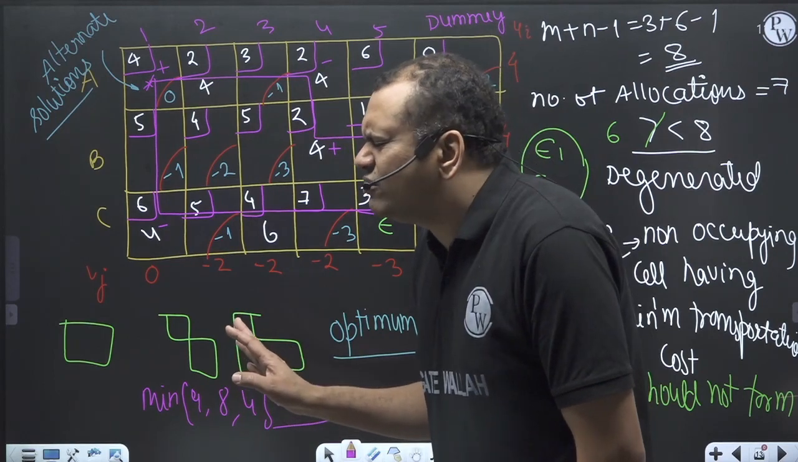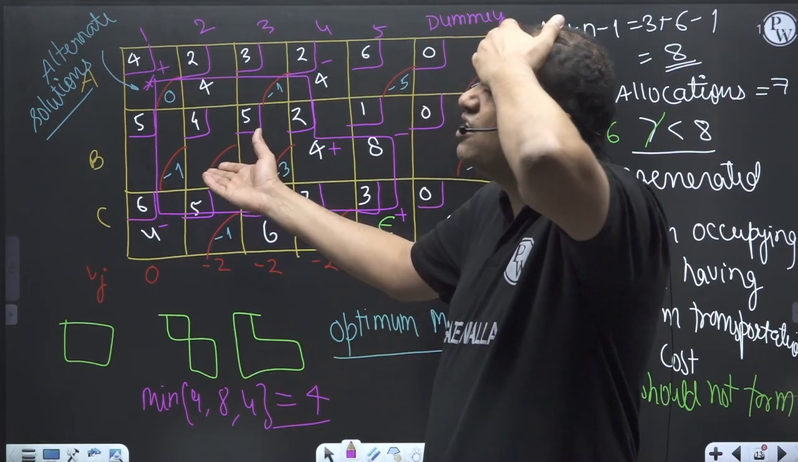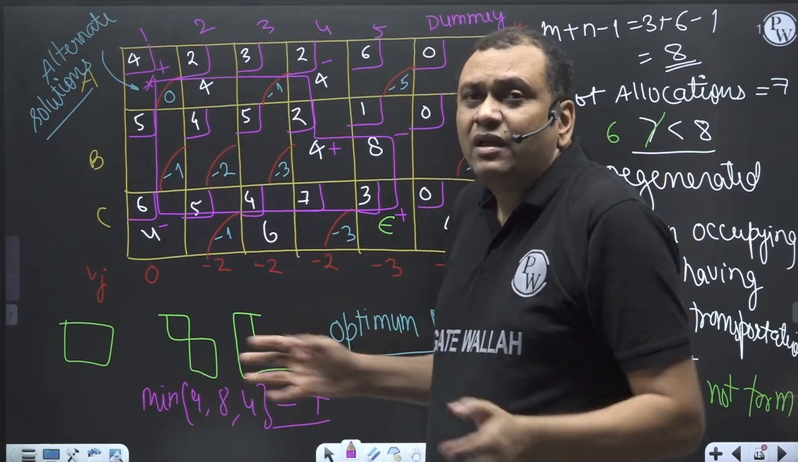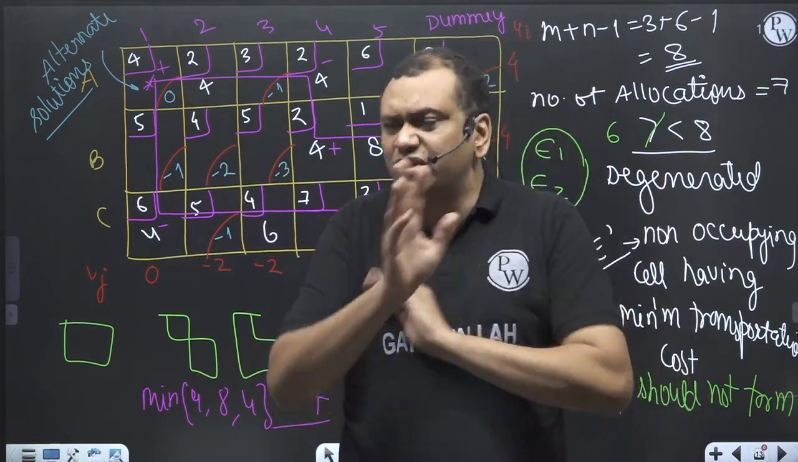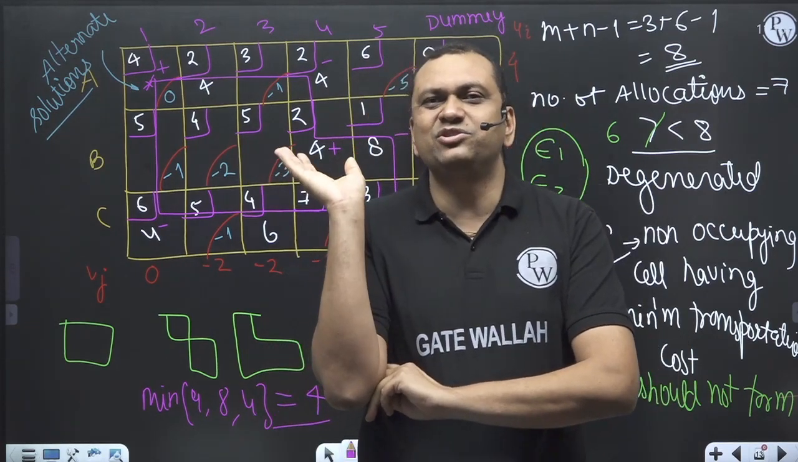After finding out the alternate solution, do not calculate the water values again, because that is already an optimum solution. Alternate solution, that's how to find it out.